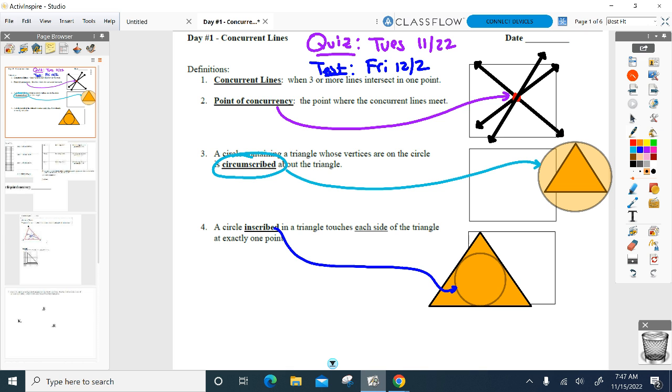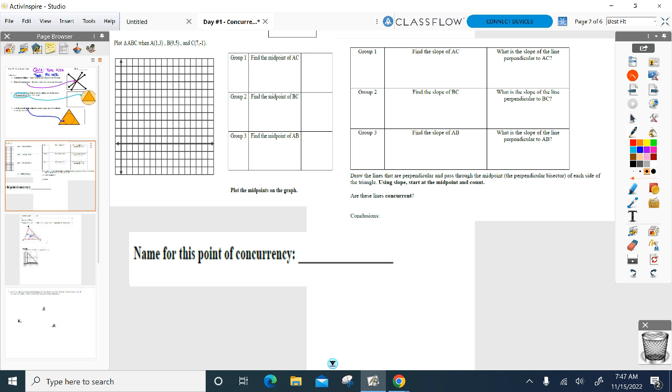Questions? All 3 lines intersect at a point. They're concurrent. And the point they intersect at is called the point of concurrency. Questions?